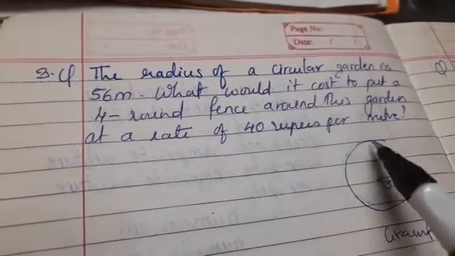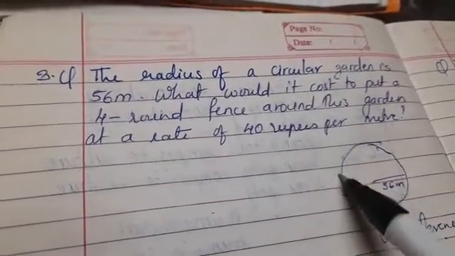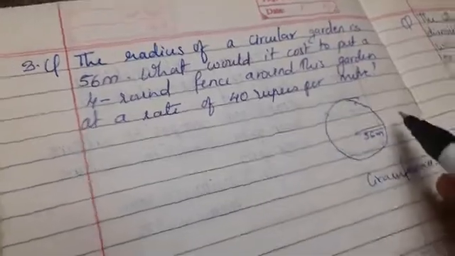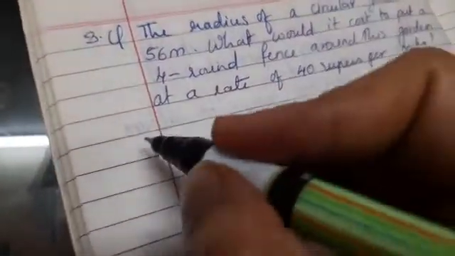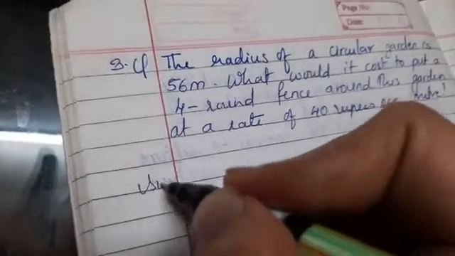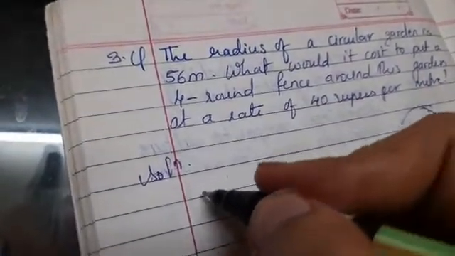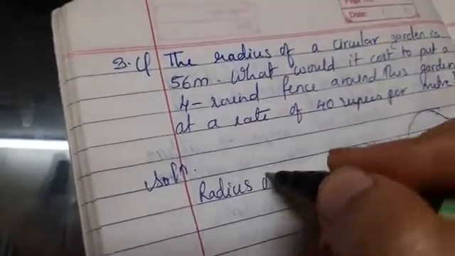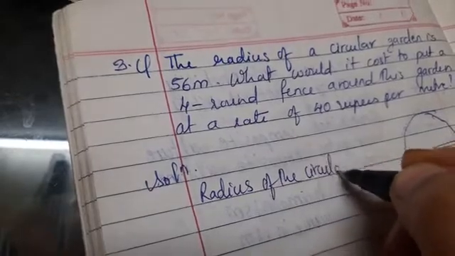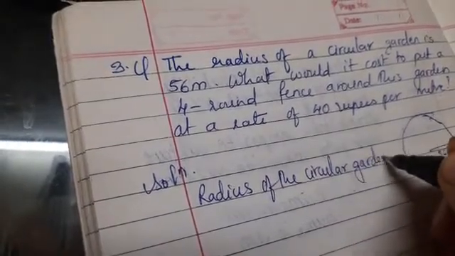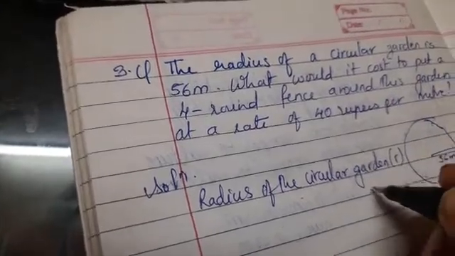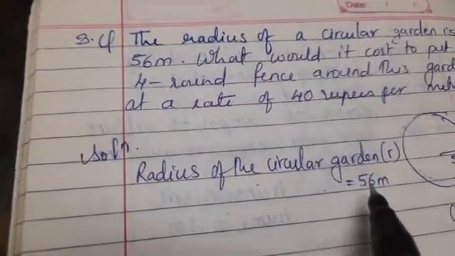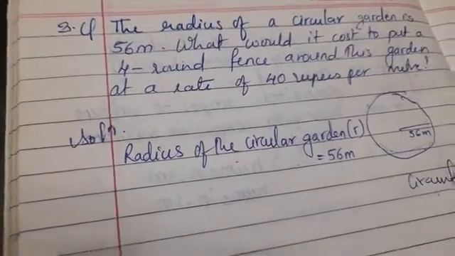So when they want to put a fence around this circle, we need to find the circumference of the circle. They have given the radius as 56 meters. So let us first find the circumference. First let's write what we have. Solution. We have the radius of the circular garden, R, is equal to 56 meters.